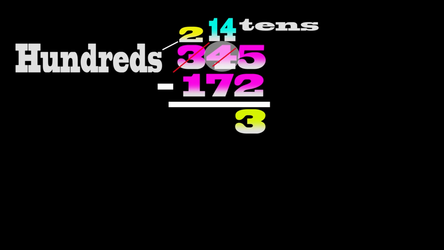In the tens place, 14 minus 7 equals 7. And in the hundreds place, 2 minus 1 equals 1. We've completed our subtraction of 172 from 345. The difference of those two numbers is 173.